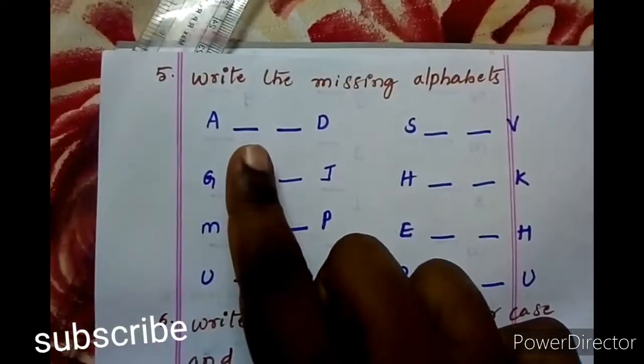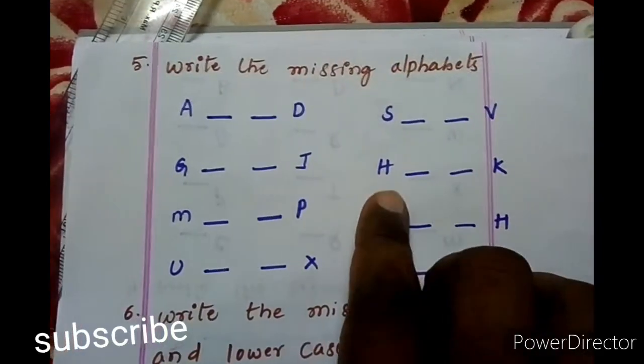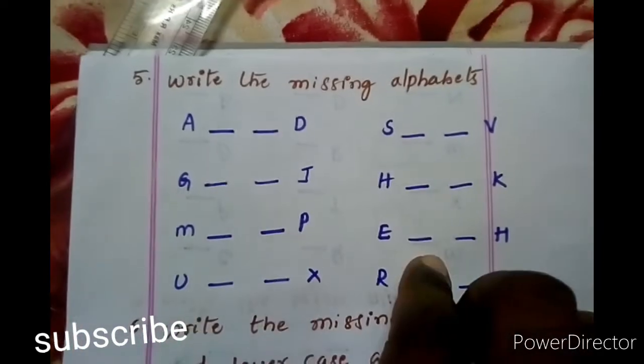Next is write the missing alphabets. A, they give blank blank D. So what comes here? A, B, C. Like this you have to fill these missing alphabets.